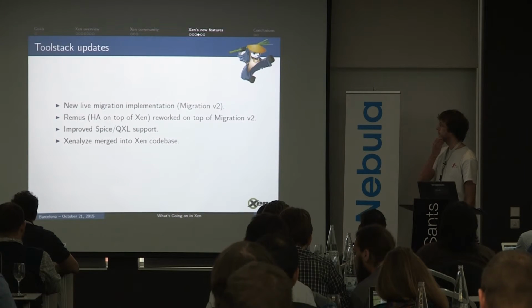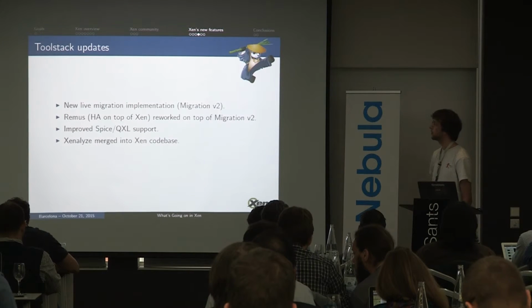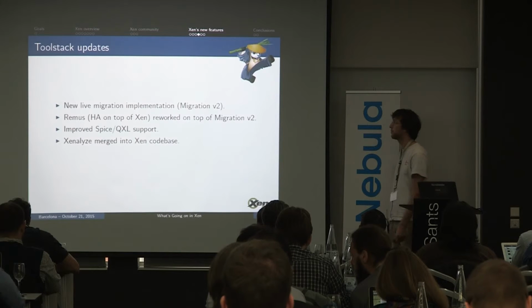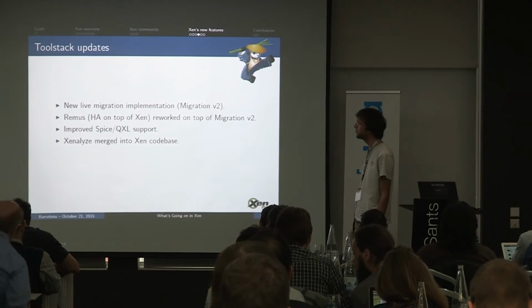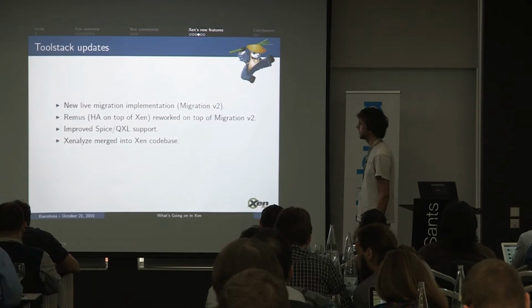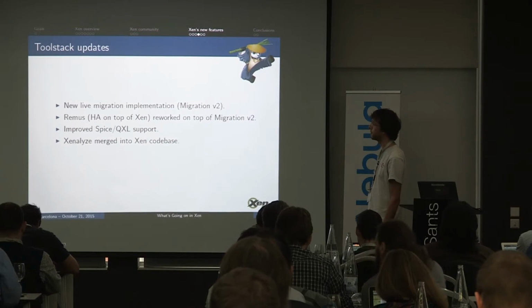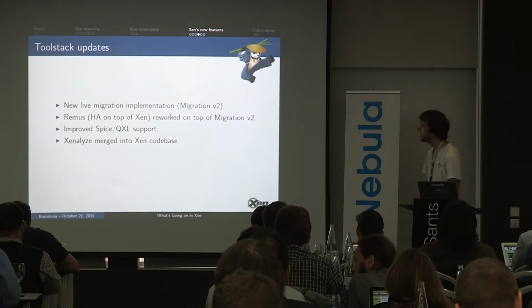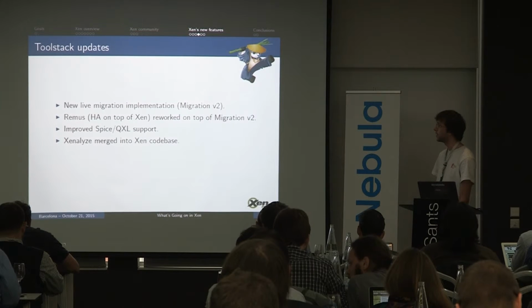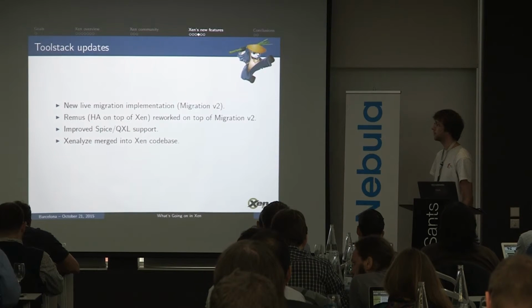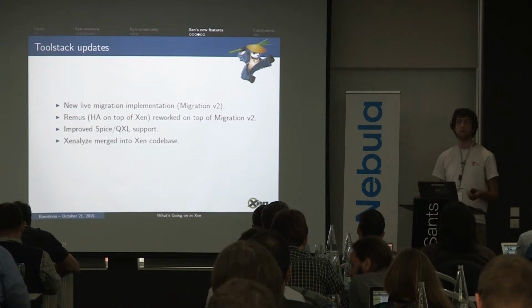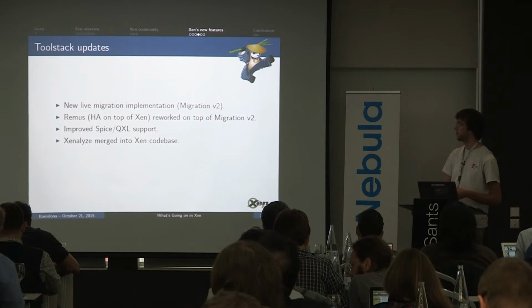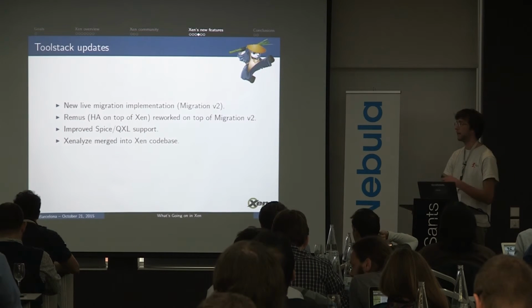Then we also had some tool stack updates. We reworked the migration stream protocol that's used when you perform live migration of VMs to what we call migration v2. There has also been quite a lot of rework of Remus, which is the high availability solution for Xen, on top of migration v2. We improved the support for SPICE and QXL. And we also merged Xenalyze into the Xen code base. Xenalyze is something that you can use to trace guests and know what they are doing. It used to be a different project that had its own code repository, and now it's merged inside of the Xen code base.